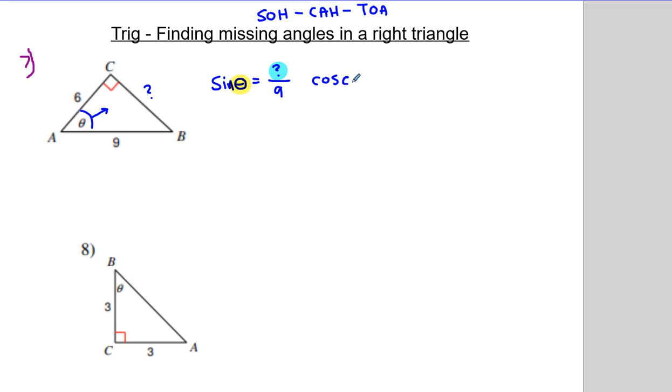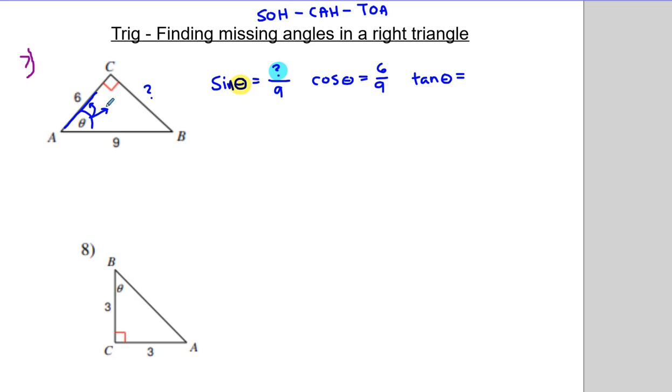Cosine of theta. Well, that's the adjacent over the hypotenuse. So the adjacent is this leg because it's right next to it. It's touching the angle. So that's 6 over 9. And that I can solve. So I would stop here normally. But I'm just going to teach you how to write the third one, or get in the habit of writing all three in case I needed it.